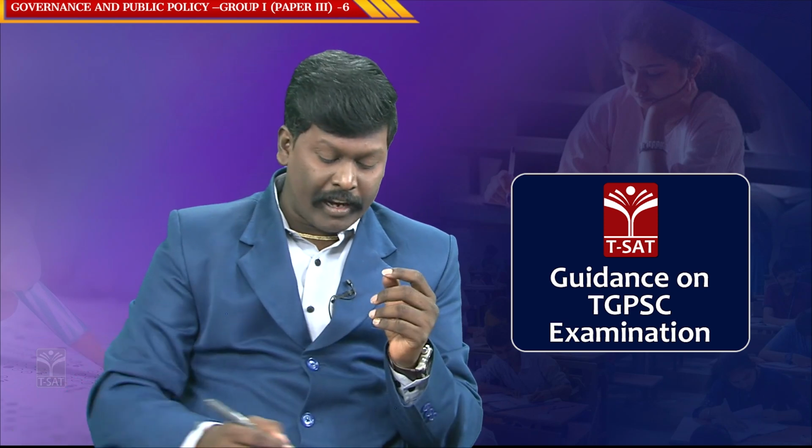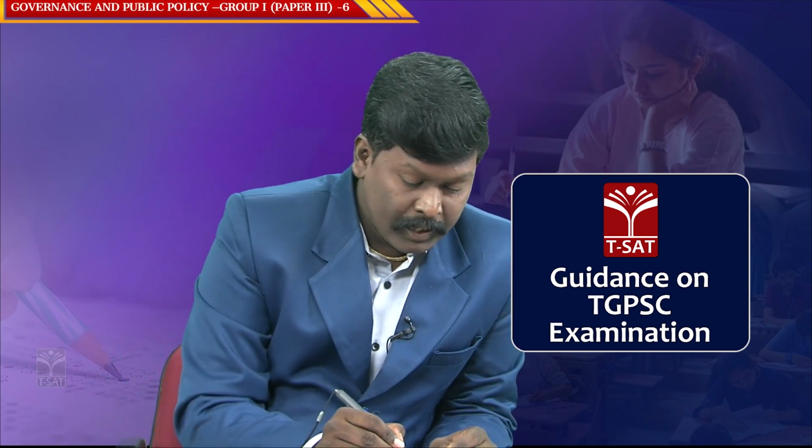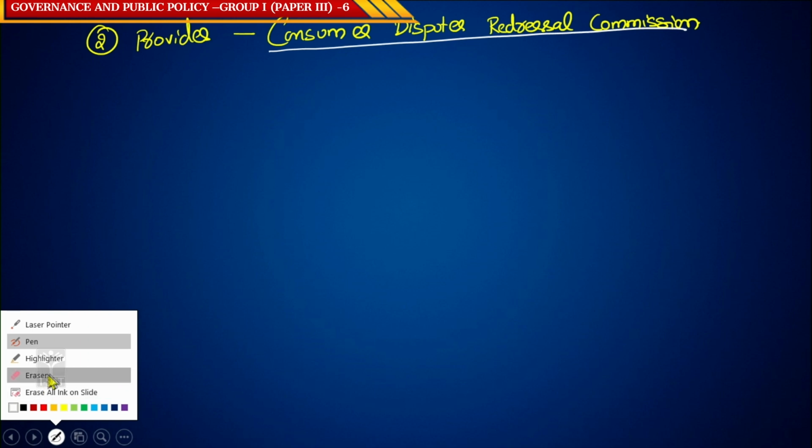What is the next salient feature? The next salient feature is that this Act provides for the establishment of the Consumer Disputes Redressal Commission at 3 important levels.